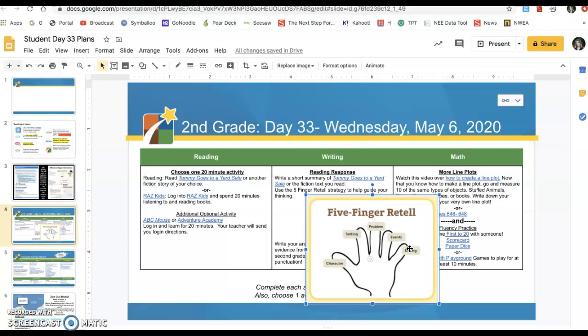And nicely done. And now it is the ending, your pinky finger. What happens at the end? It's like the solution or maybe the lesson learned. So think about that and say that out loud.